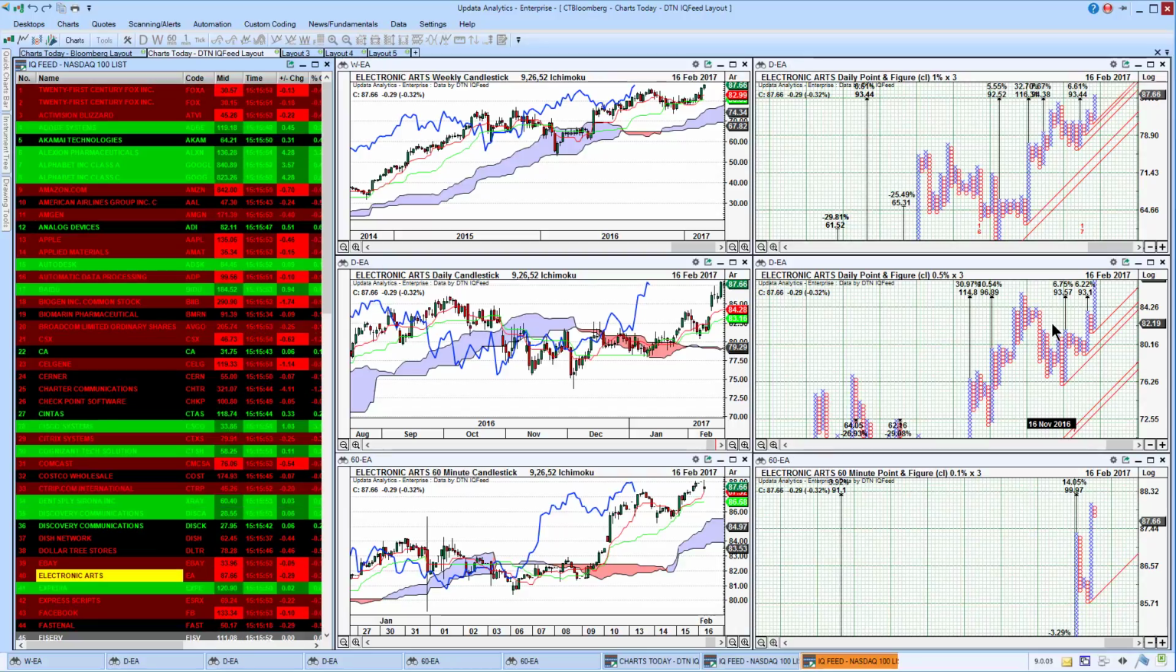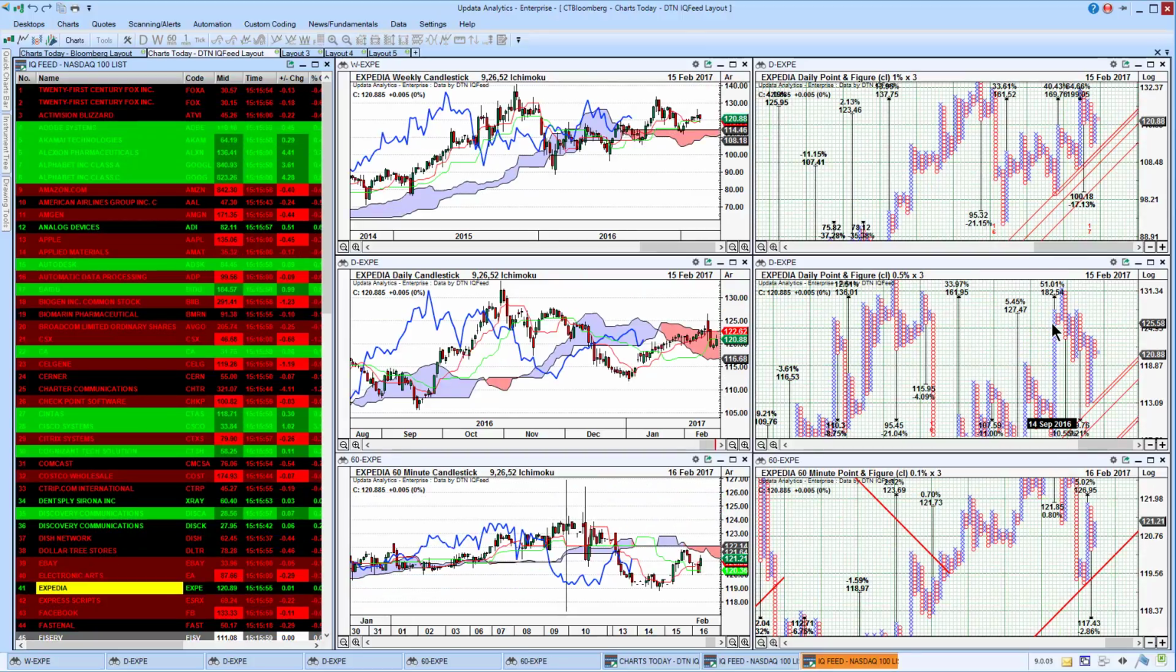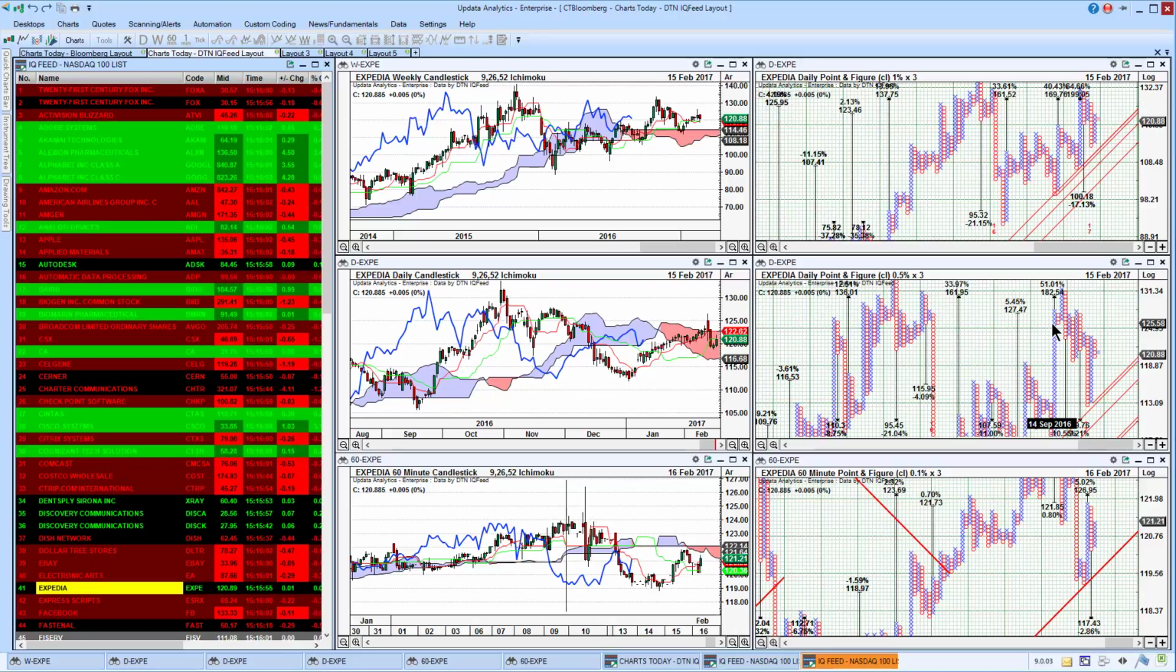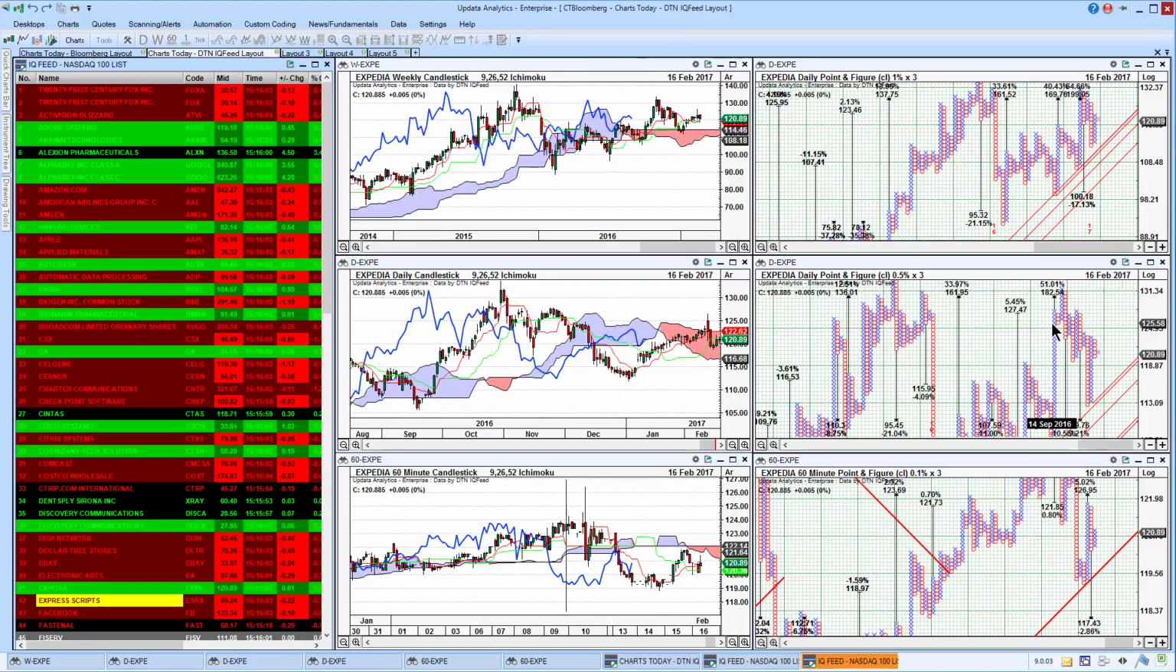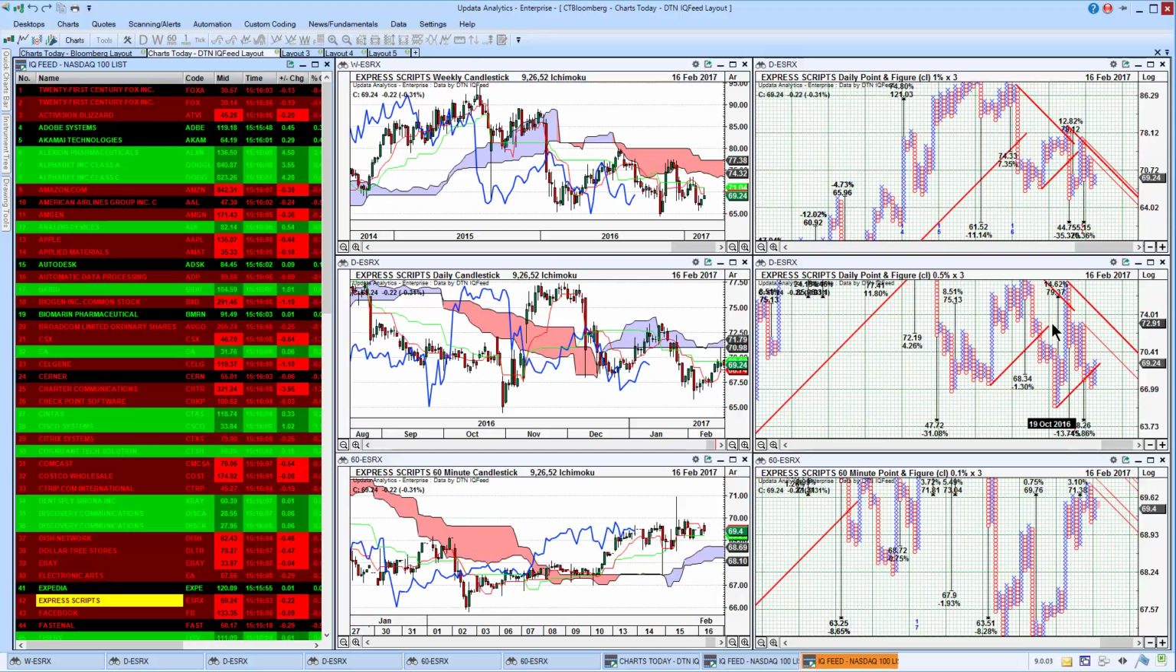Electronic Arts, lots of upside targets here as well. Really bullish on all three time frames. You'll see the difference straight away, the stocks that are bullish and not. Here we have the medium term not looking so good on Expedia. Express Scripts bullish on the short term, but not the long and medium term.